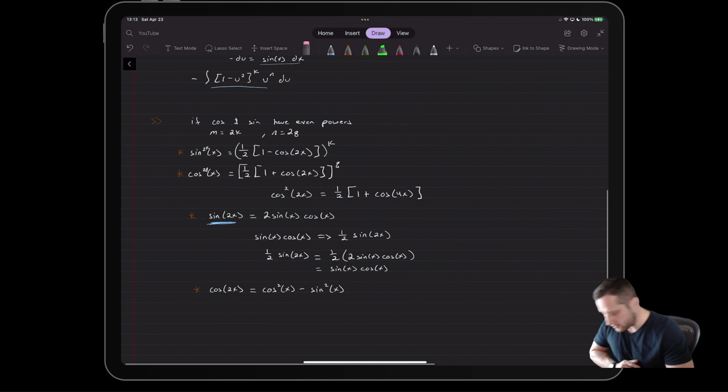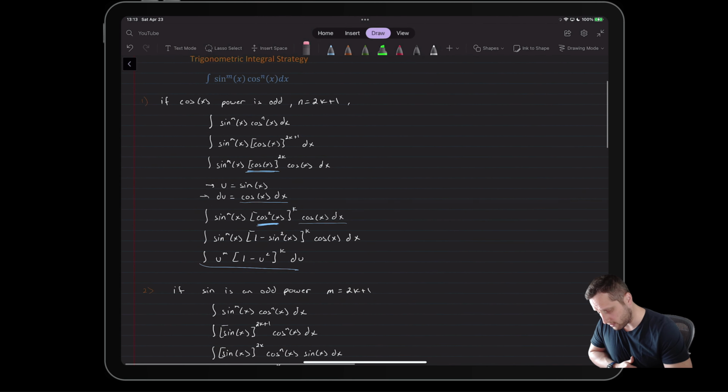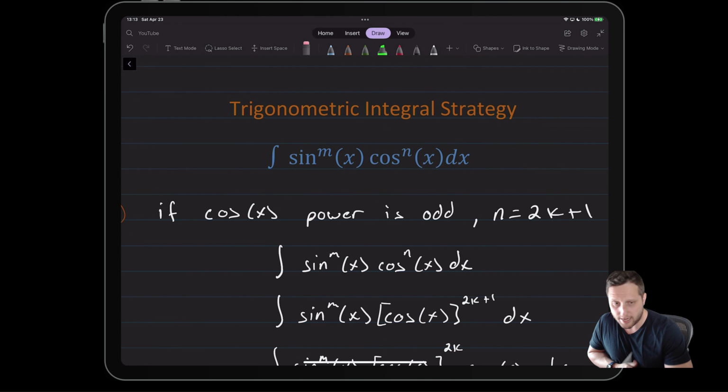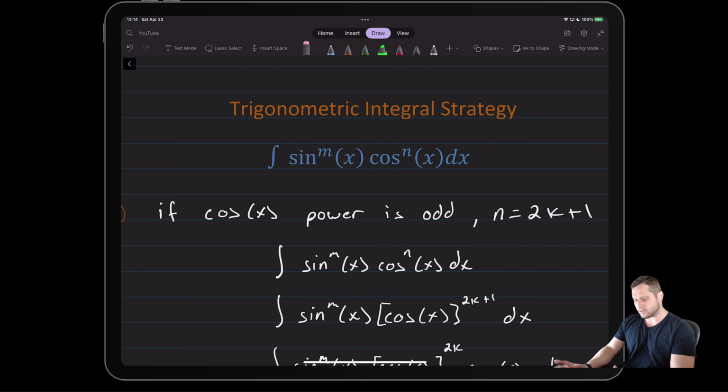So I hope this video was helpful. I'm going to put up another video for strategies using tangent and secant, and then after that I will work some more problems using the strategies for sine, cosine, tangent, and secant, so you all can see how they play out in a real world example.